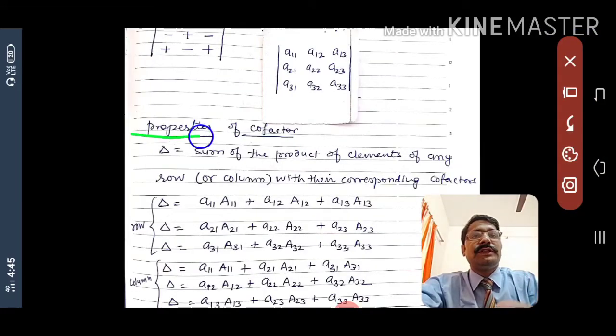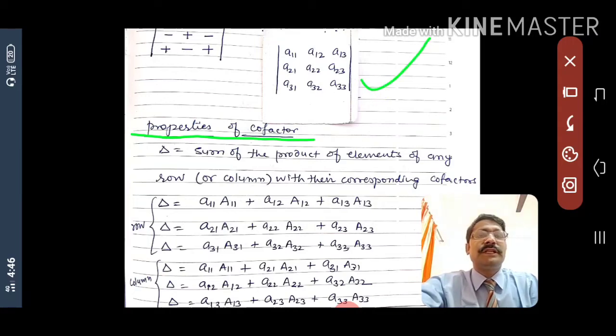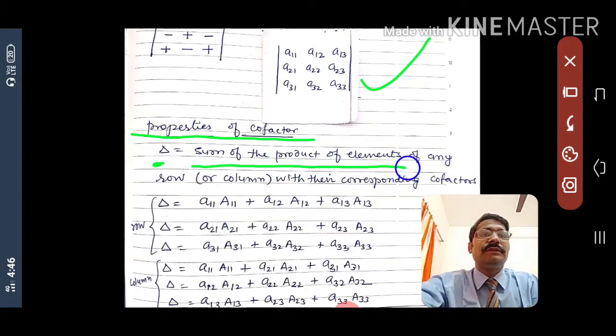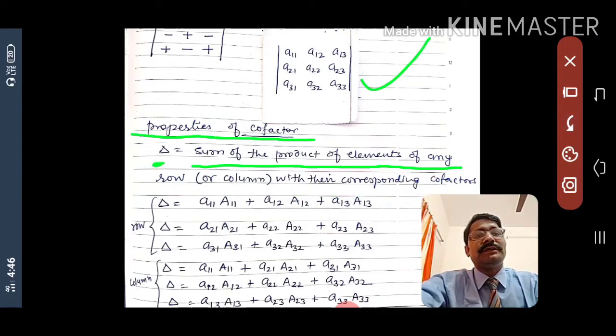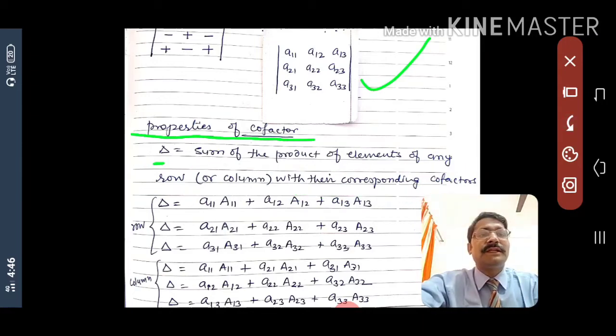Here are some properties of cofactors also. If a determinant is given, the value of the determinant, which we represent by the triangle symbol, is the sum of the products of the elements of any row with their corresponding cofactors. So if you find the cofactors, multiply by their corresponding elements and add, then you get the value of the determinant.